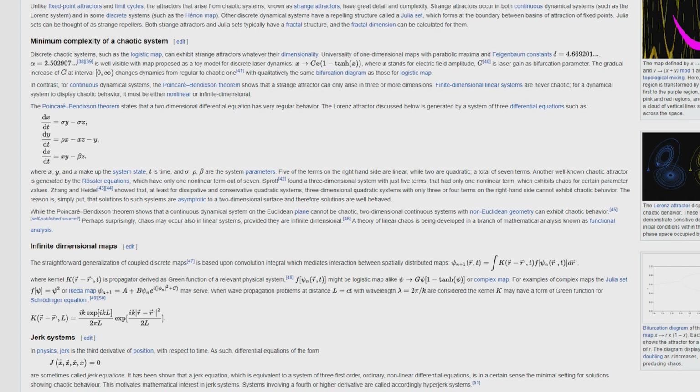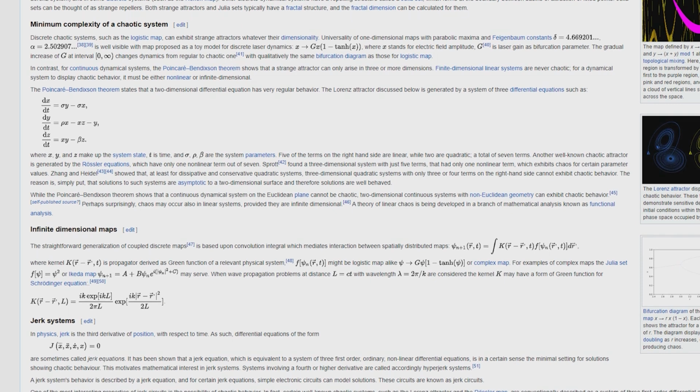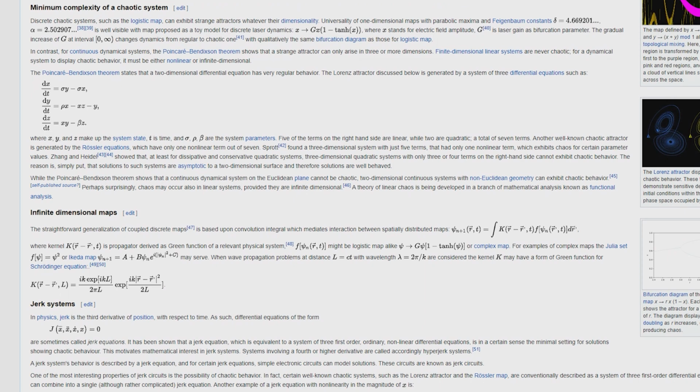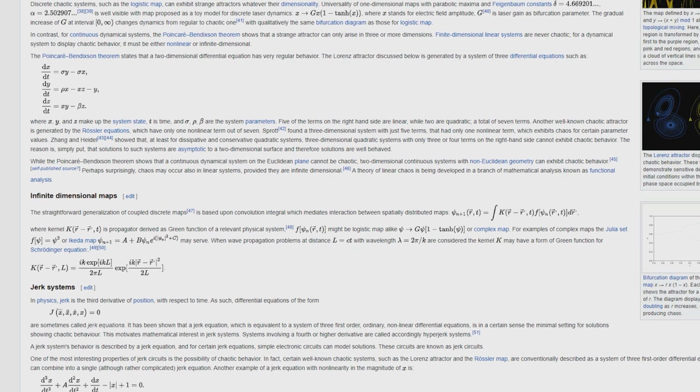The map is well visible and was proposed as a toy model for discrete laser dynamics, x → G x (1 − tanh x), where x stands for electric field amplitude. G is laser gain as bifurcation parameter. The gradual increase of G changes dynamics from regular to chaotic, with qualitatively the same bifurcation diagram as those for the logistic map.